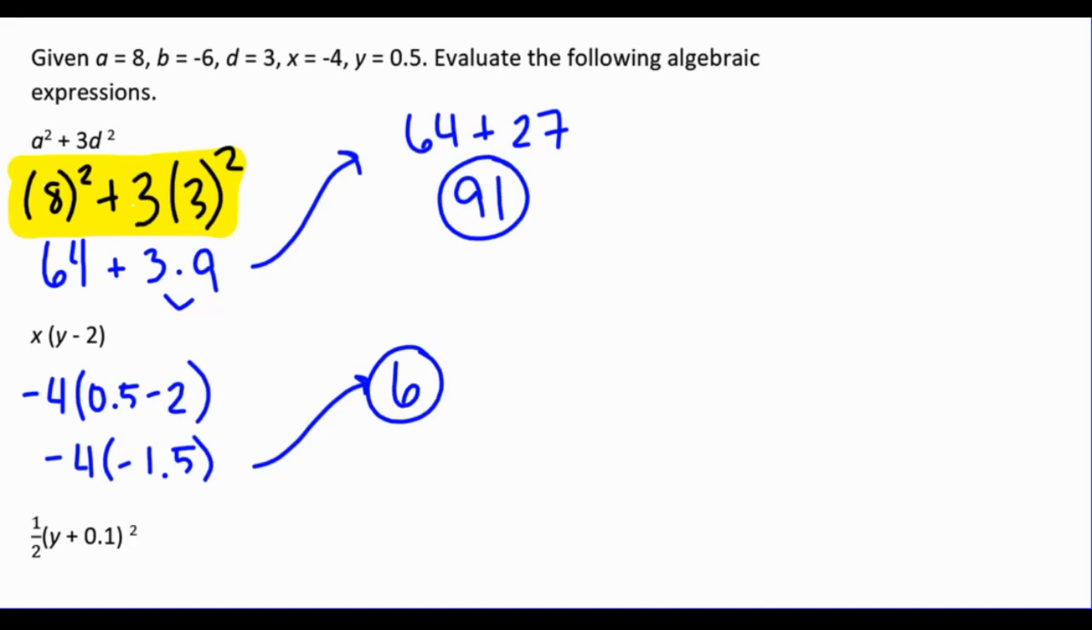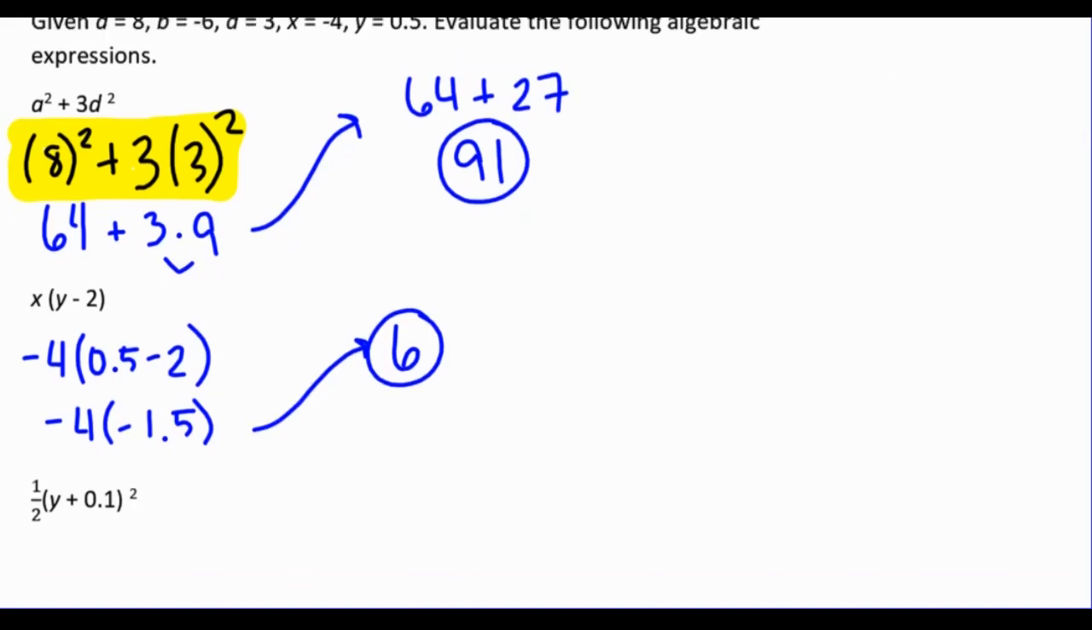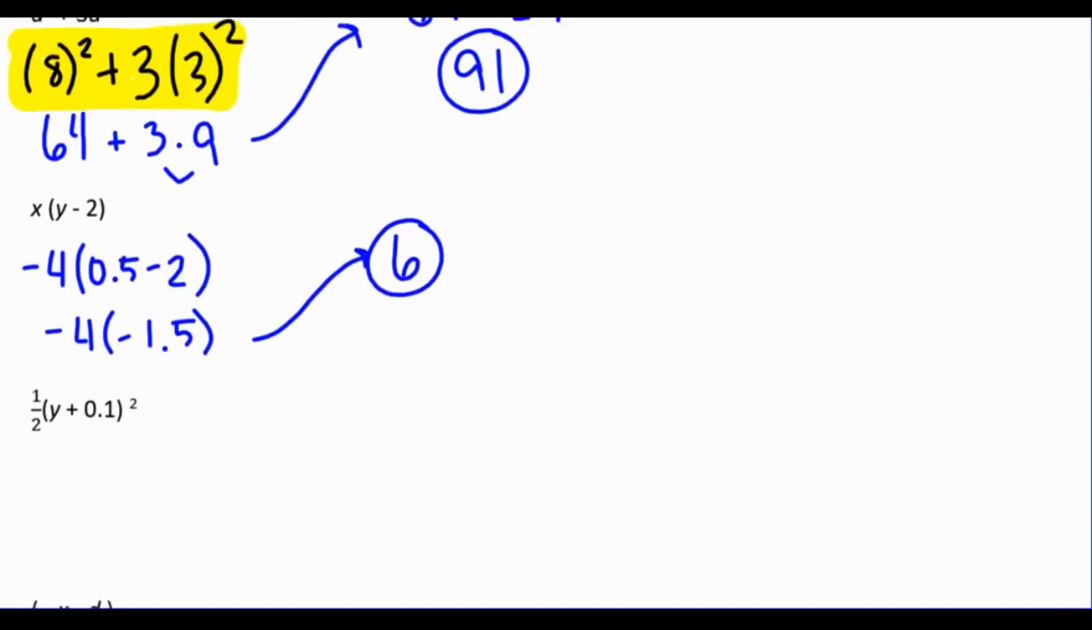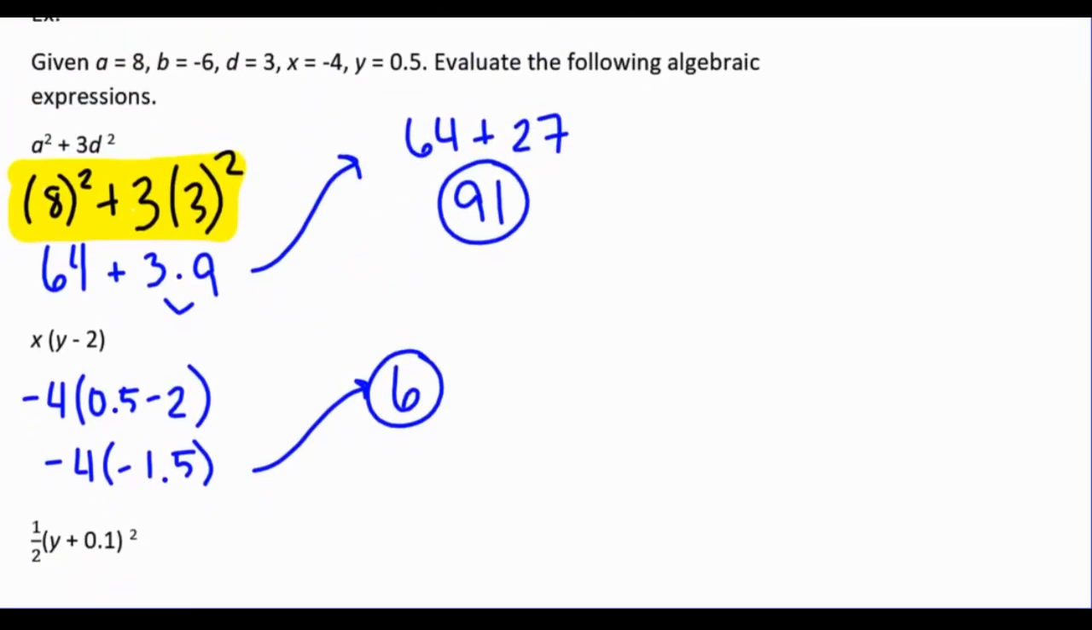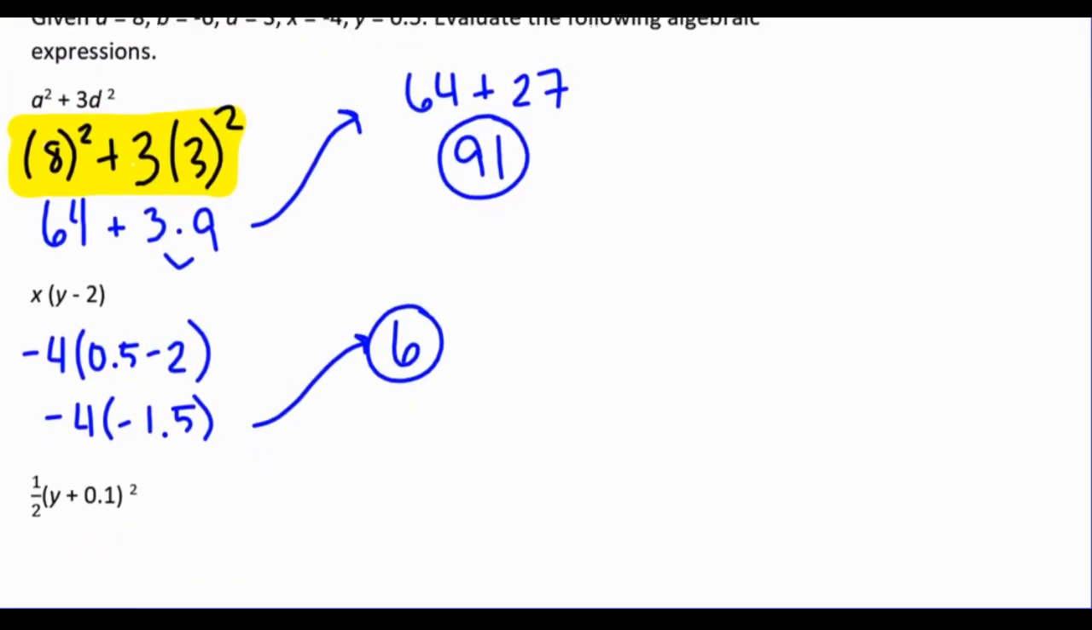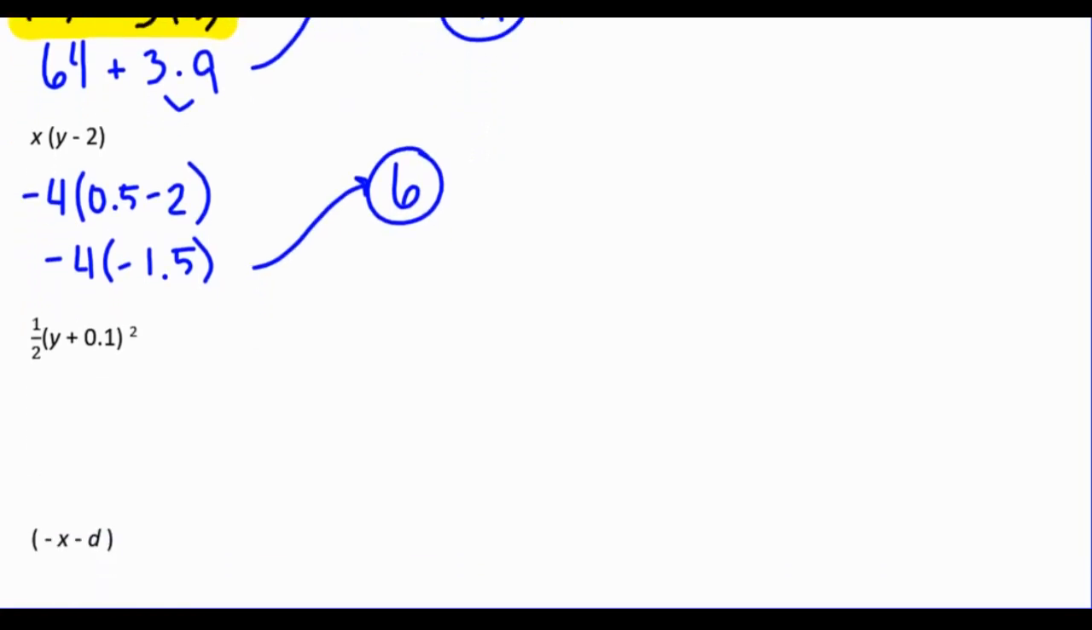Next, we have fractions involved. Let's just keep our composure here. I have a half times (y plus 0.1) squared. So my y value is a half, so I'm just going to rewrite it to start. So I'm just going to bring down my half, replace my y with a half, plus 0.1, squared. So order of operations tells me I have to evaluate my parentheses first.